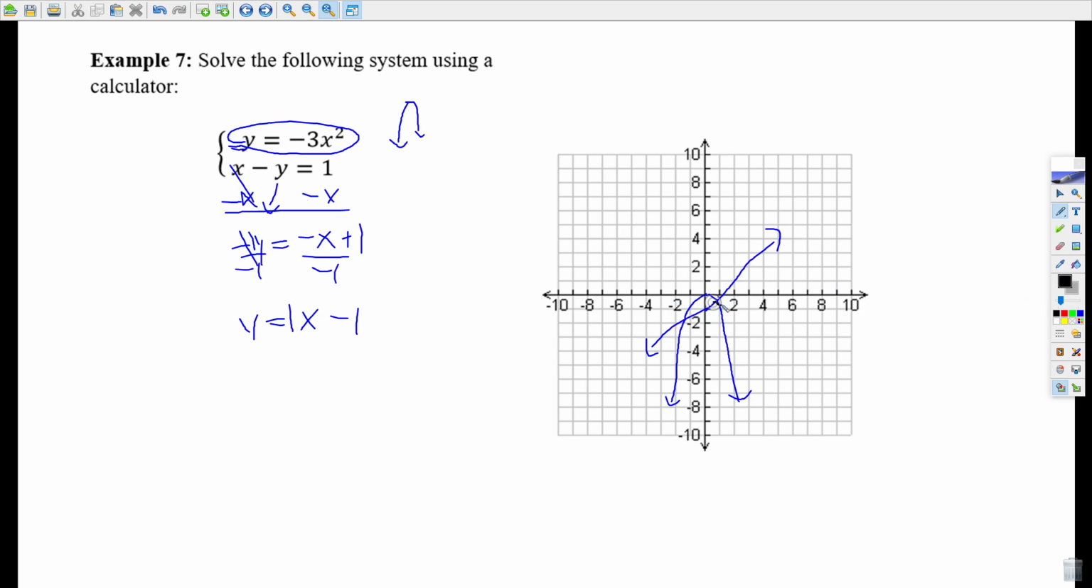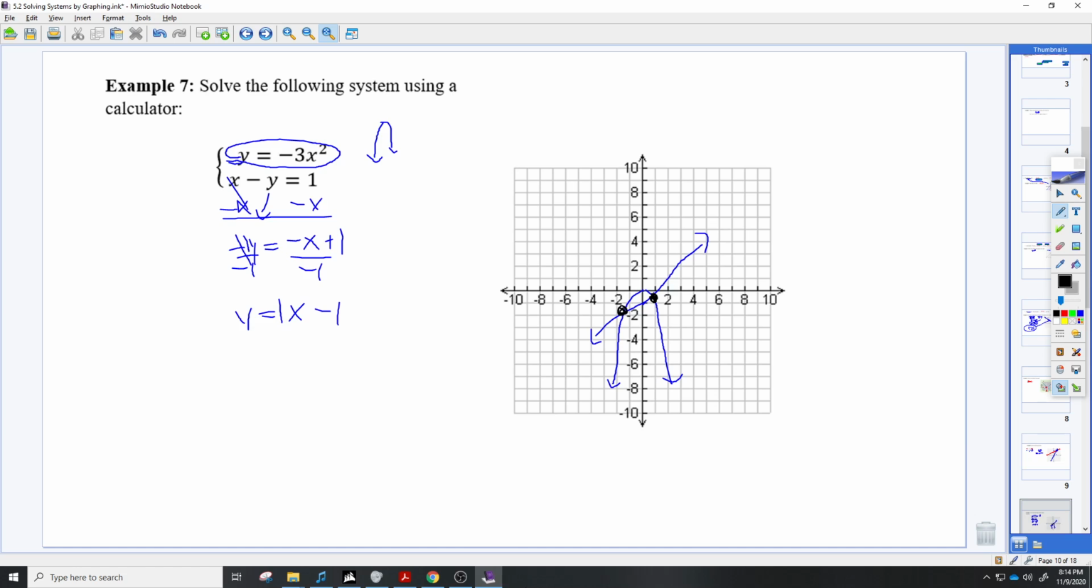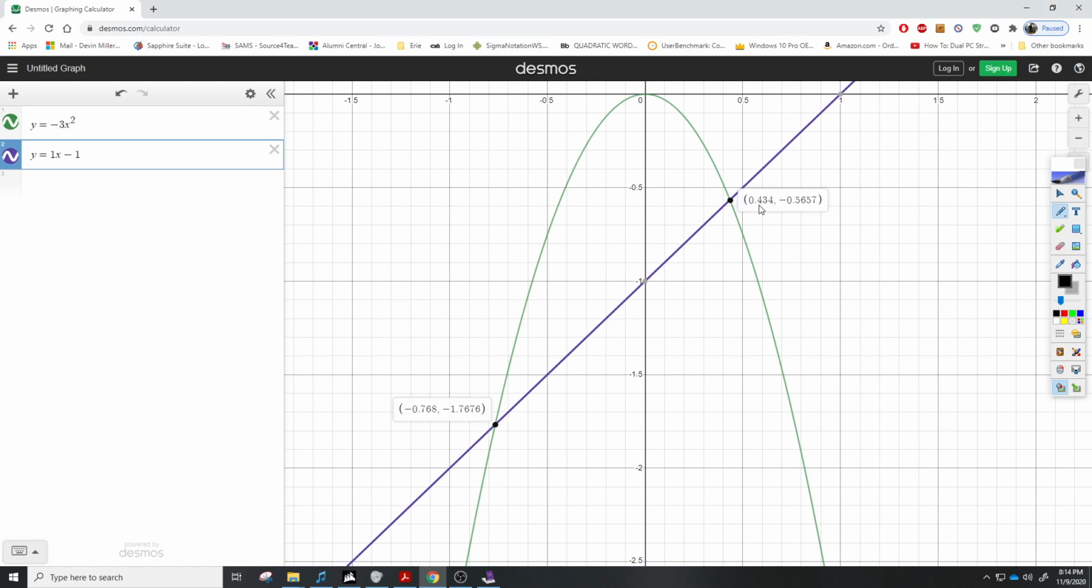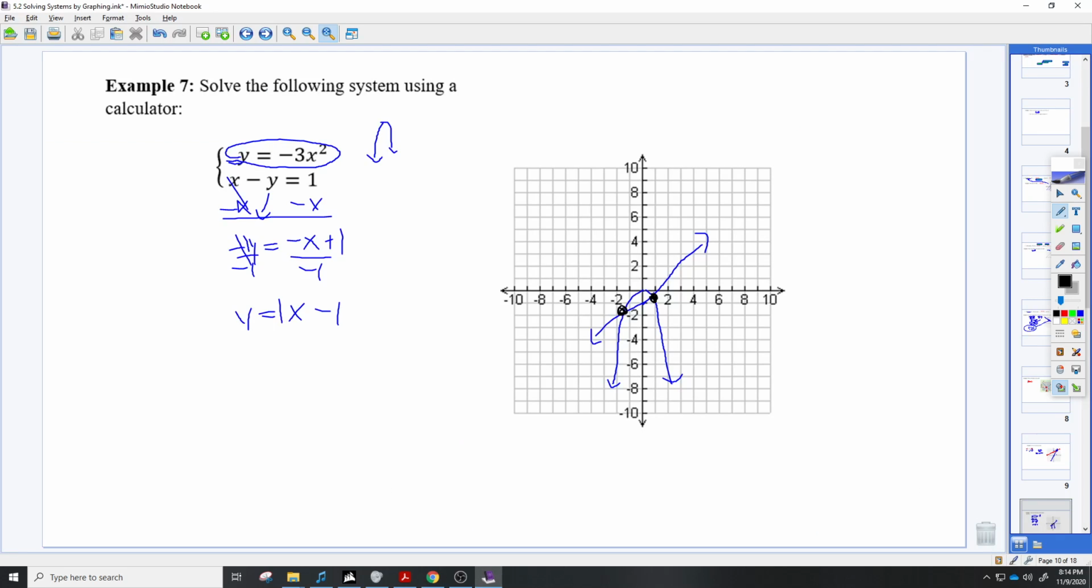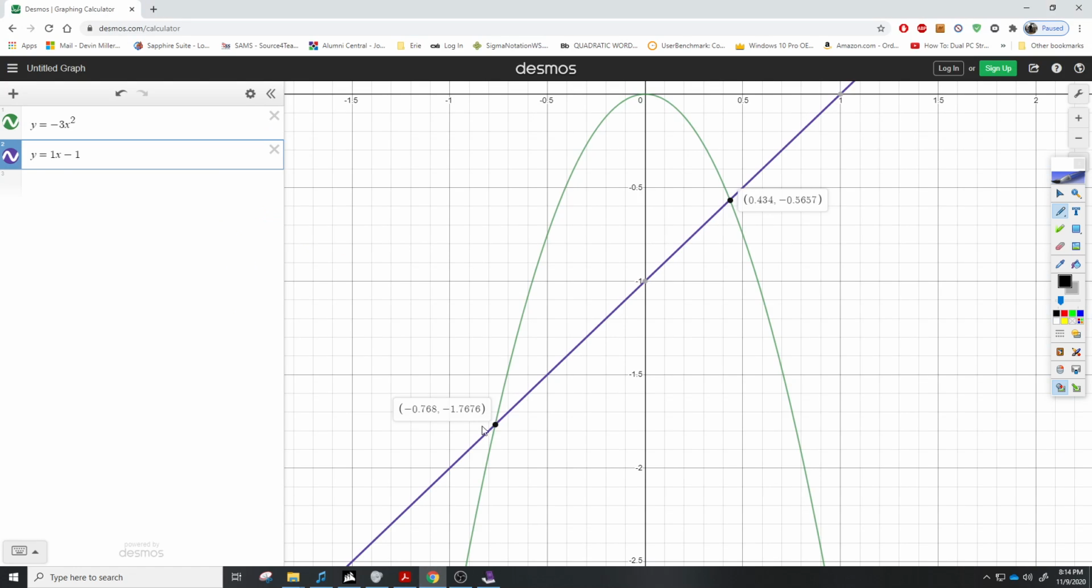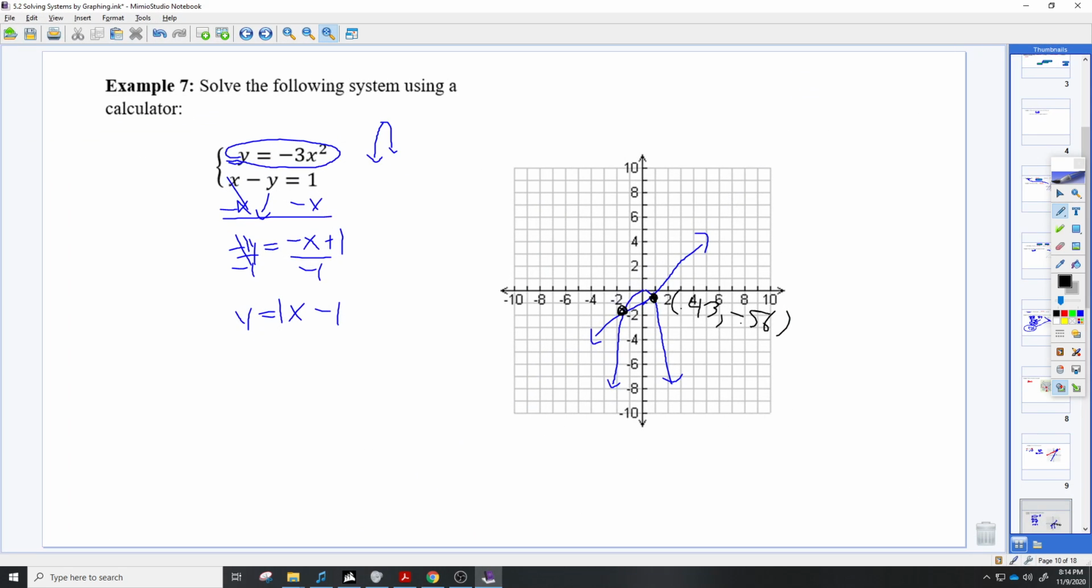So let me use black here. Here and here would be the two intersection points. And what would we say that was? Just go back and look at it. So 0.43, negative 0.56. I'm rounding it. So this would be 0.43, negative 0.56. And then the other point would be negative 0.76 and negative 1.76. So this one over here is negative 0.76, comma, negative 1.76.